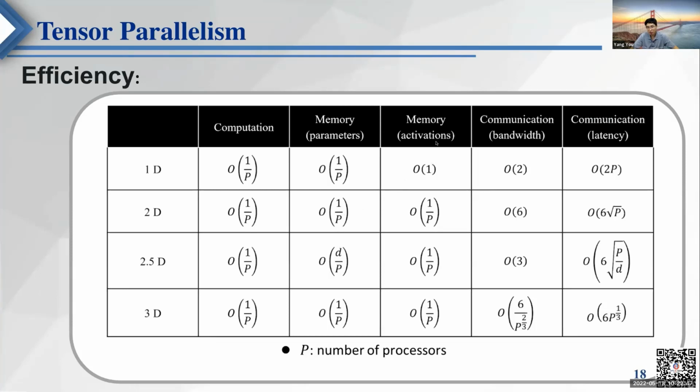However, for activations, I think we can significantly reduce costs, because for 1D it's kind of constant, while for us it's 1 over P, 1 over P, 1 over P, which means with more machines we can significantly reduce the memory costs, and also communication costs for bandwidth. 3D is much better, and for the latency cost, 3D is also much better. That's the rough idea for tensor parallelism. So when you have more machines or more nodes, eventually 3D will become the best.